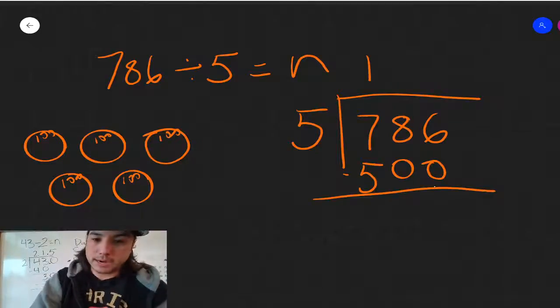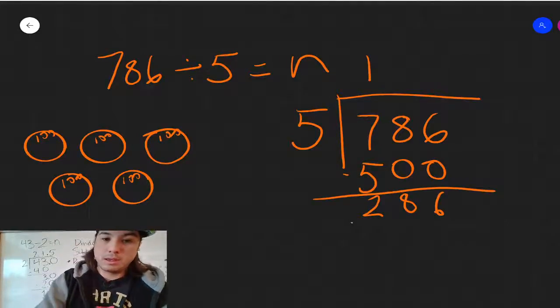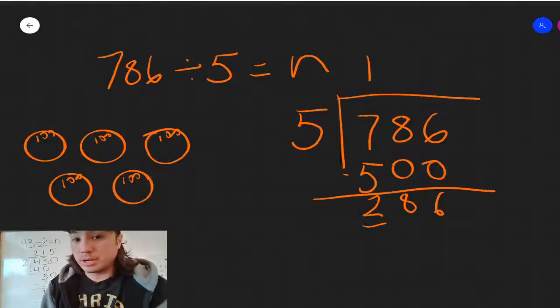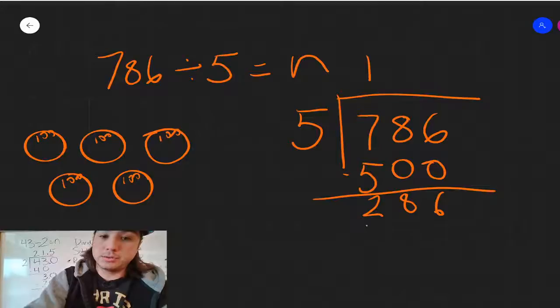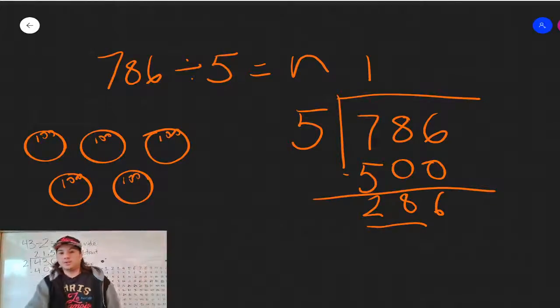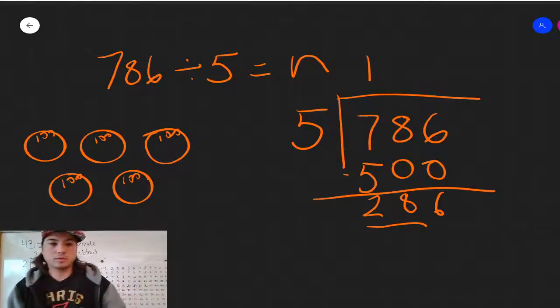I'm going to go ahead and subtract it. 6 minus 0, 8 minus 0, 7 minus 5. Okay, I have 286 left. And I can't take my 200s on their own and put them into 5 groups. I need to regroup and make 28 tens. So if I do 28 divided by 5, how close can I get to 28 divided by 5? And this is, again, a good time to check your multiplication table.